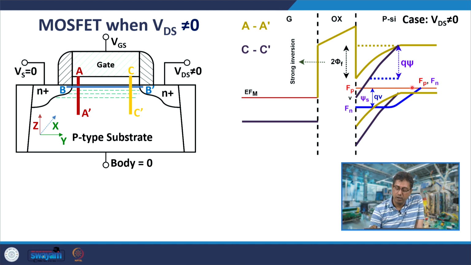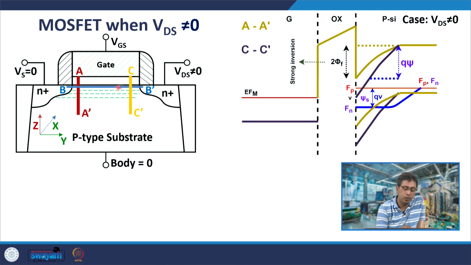Therefore, the quasi-Fermi levels of holes and electrons would align and match each other in equilibrium and in quasi-equilibrium, and therefore also along the vertical line A prime. So, along the vertical line A prime, the quasi-Fermi levels of holes and electrons would align with each other.